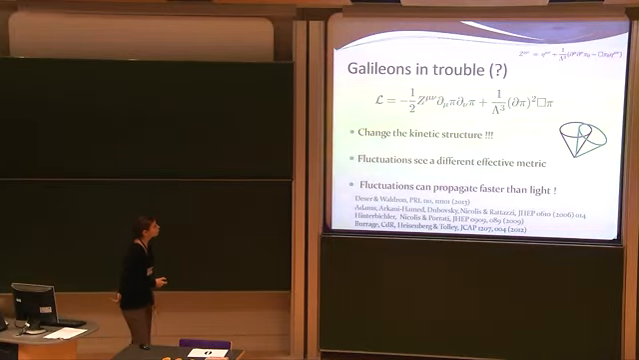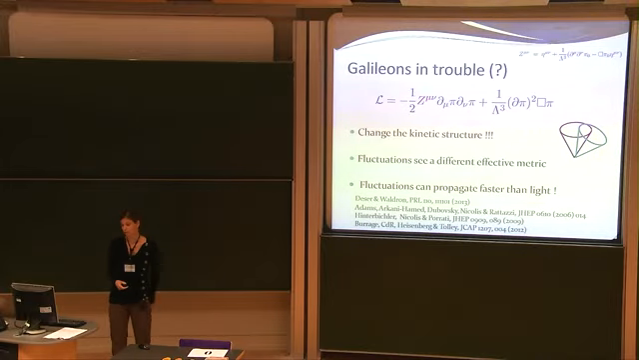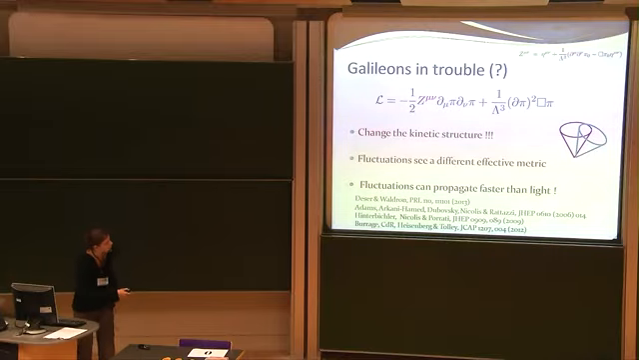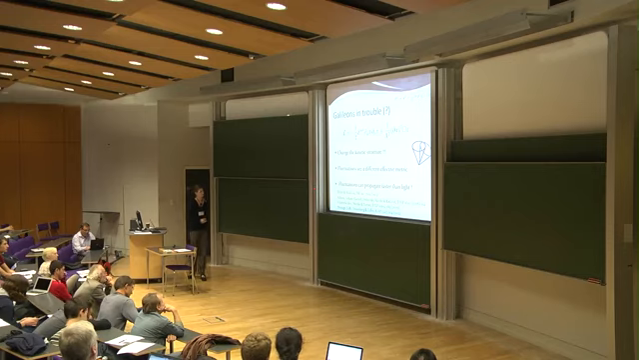So if you have two different fields, the standard model fields and the Galilean field, which see two different effective metrics, then you can have some which don't have the same causal structure, and one field can propagate superluminally with respect to the other one. And that has been pointed out in the case of massive gravity by Deser and Waldron this year.